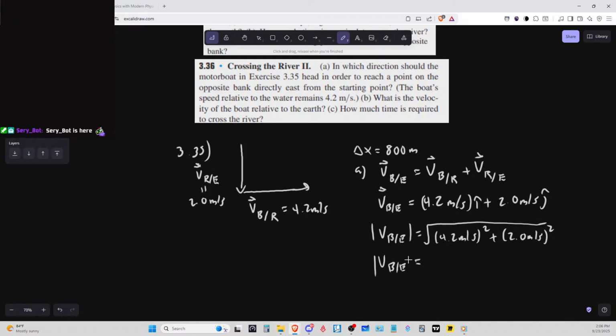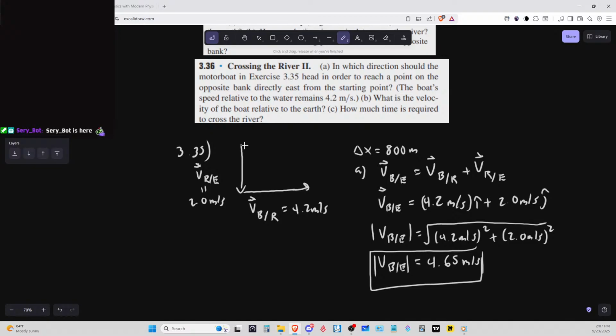So the magnitude of that, take out my trusted calculator, then 4.2 squared plus 2.0 squared, that gives us 465 meters per second. So that is the magnitude. Now we have to actually calculate the direction of the vector.